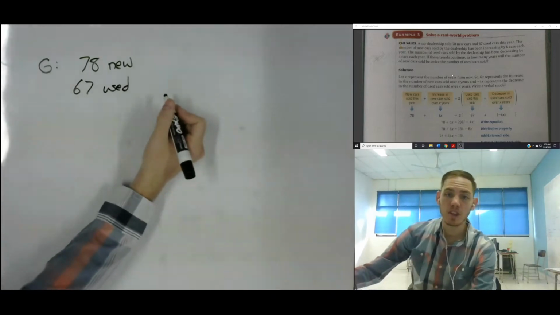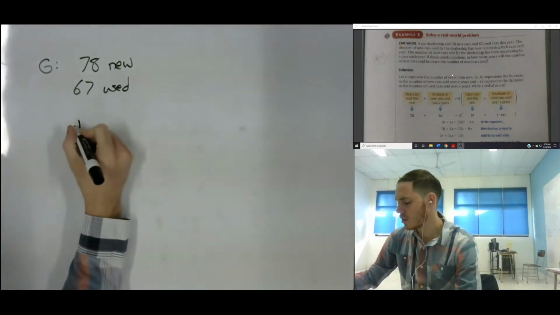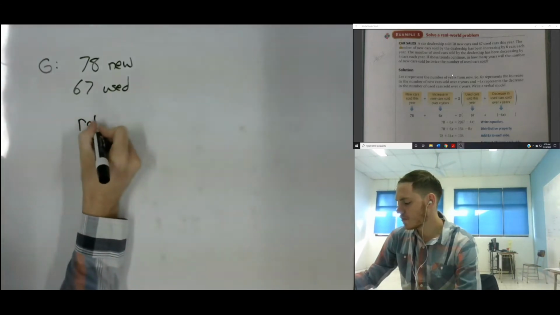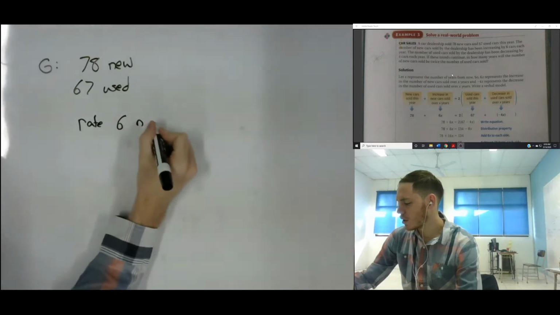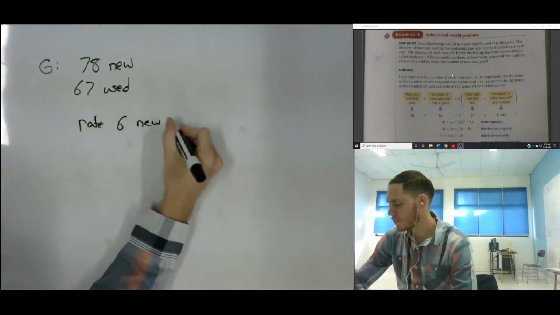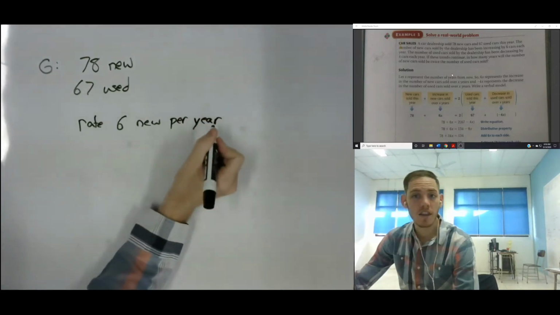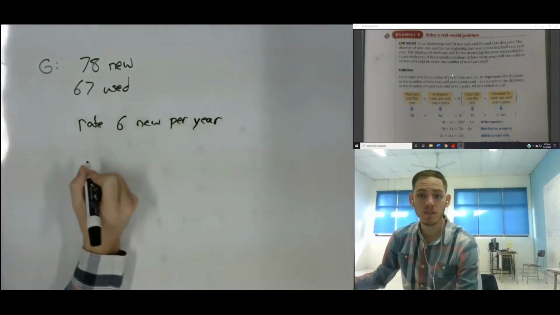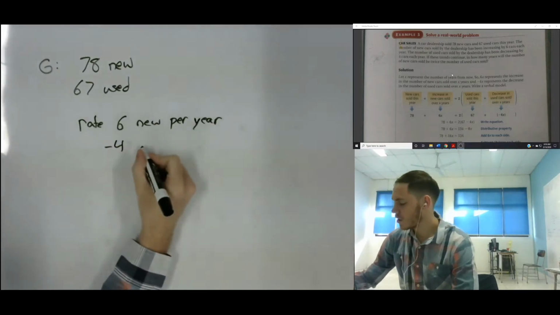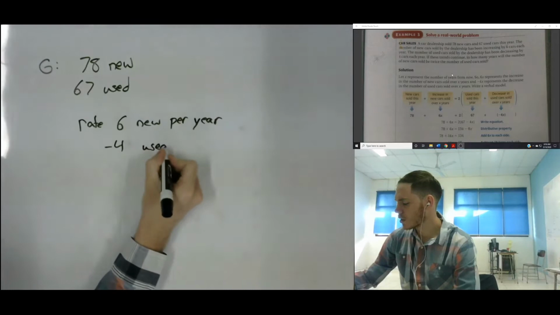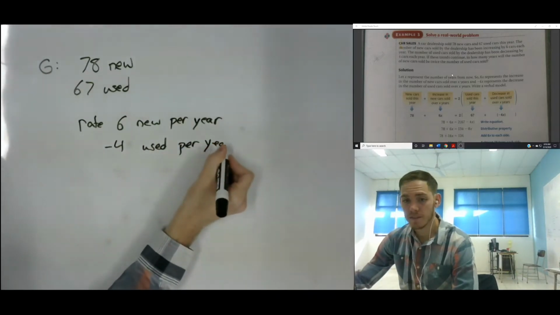Okay, the number of new cars sold has been increasing by 6 cars each year. So it's a rate of 6 new per year. Okay, then the number used has been minus 4 used per year.